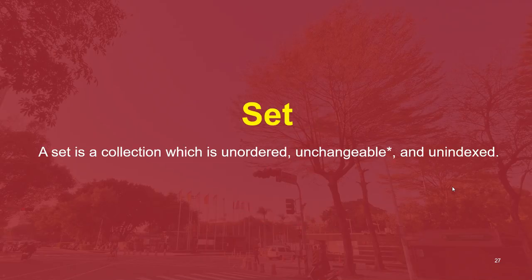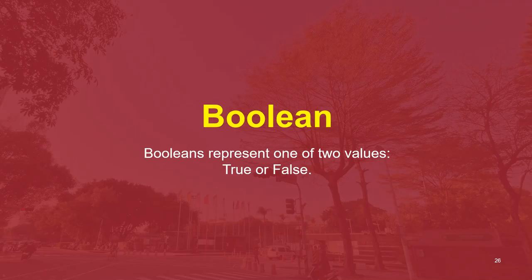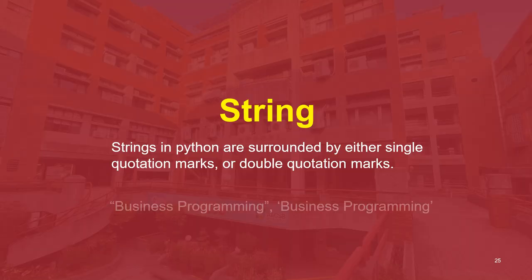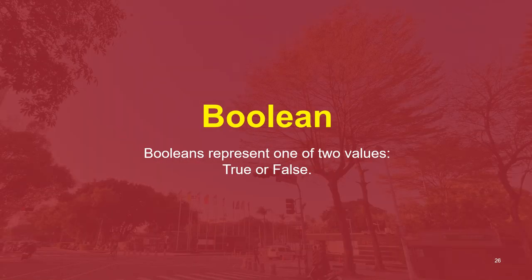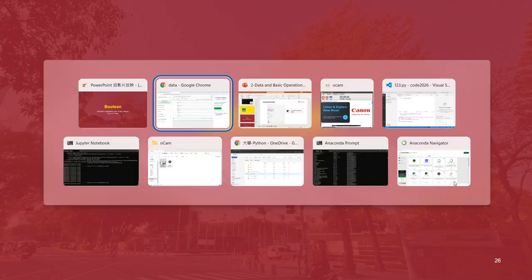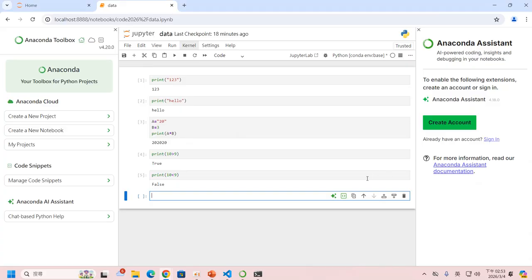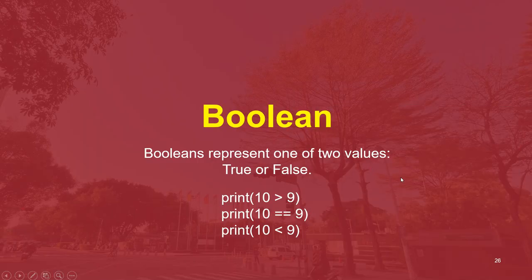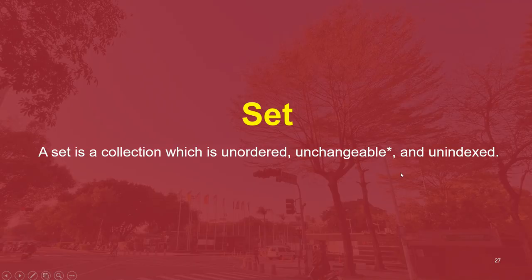Okay, so now it's just the three things. Numbers, we have integer, floating, and the string, and also the Boolean. So please try using your Jupyter to try these different data types. So now we will move on to the next part. Okay, so please look at here.